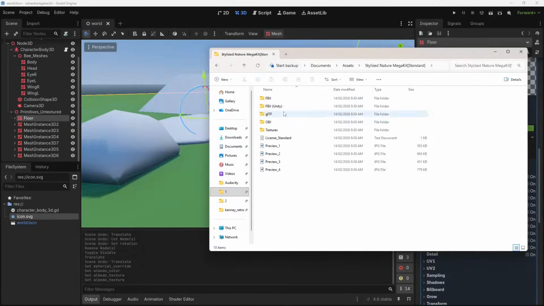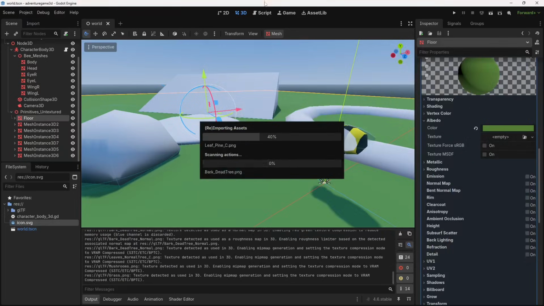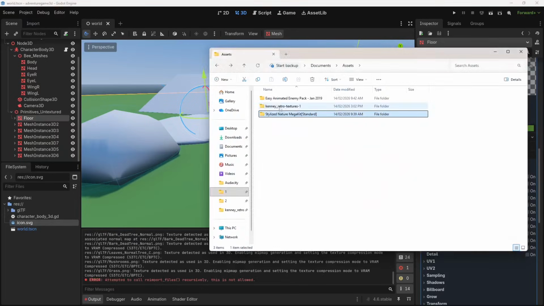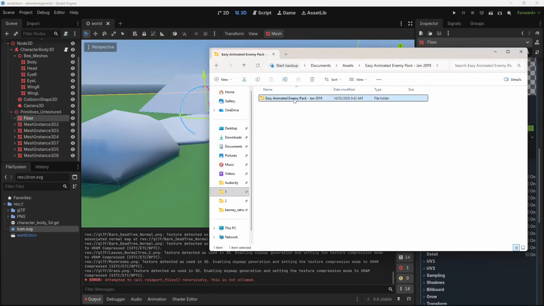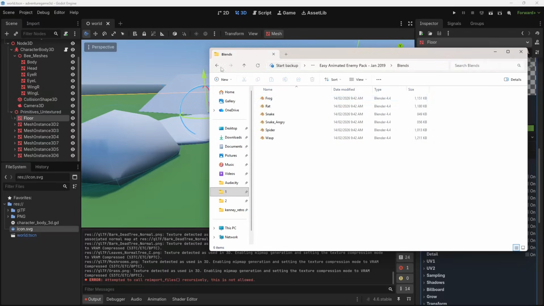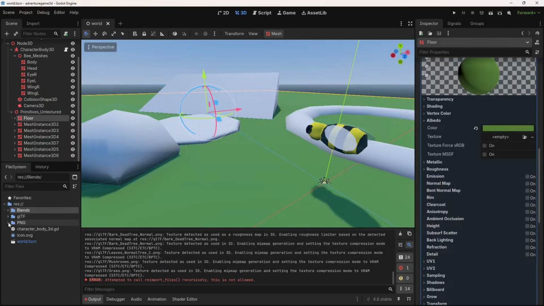So let's come over to our downloaded asset. So like I said, we either want glTF or Blender files. So for this stylized nature mega kit, there's only glTF. So let's drag that one in. And that's going to import. And then let's grab the assets from Kenney. And finally, this enemy pack. So in this case, we don't have glTF, but we do have the Blender file. So that's the one that we will want. Let's drag that in. Great. So there are all of our files.